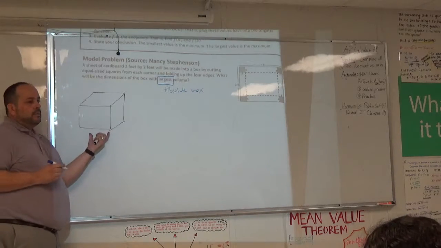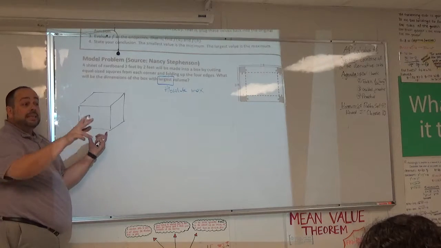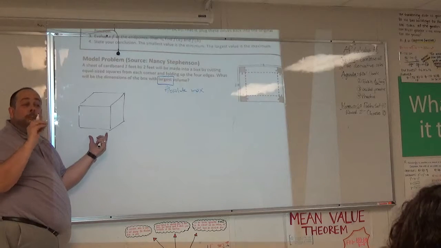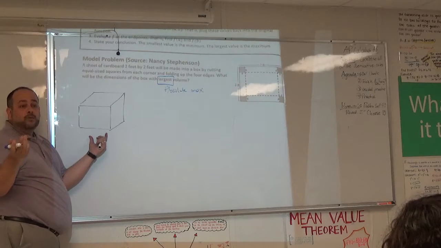We just know that the length is going to be less than 2. Is everybody okay with that? The length has to be less than 2. I think we can do better than less than 2. I think we can actually come up with an equation or some way to represent this.